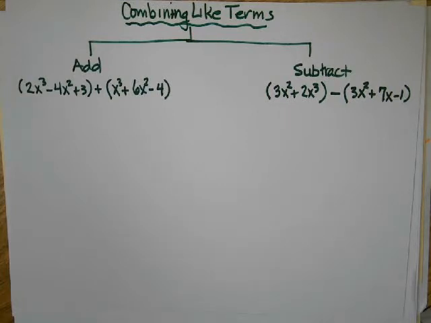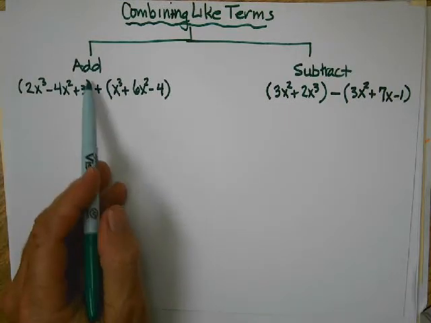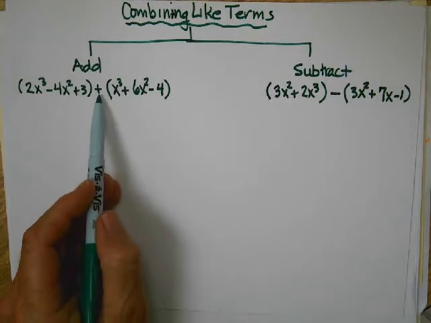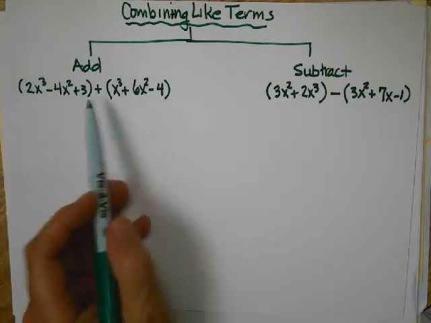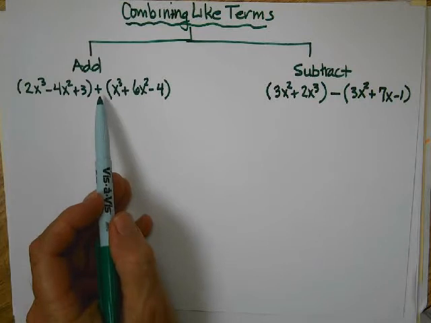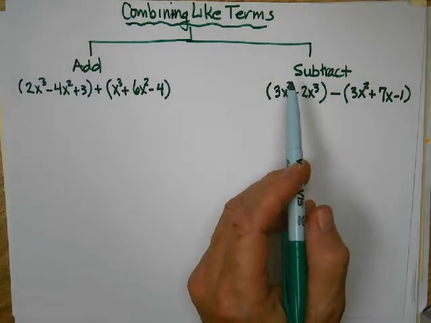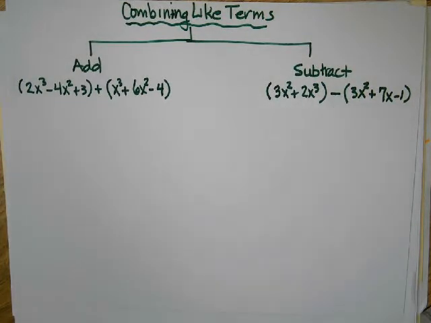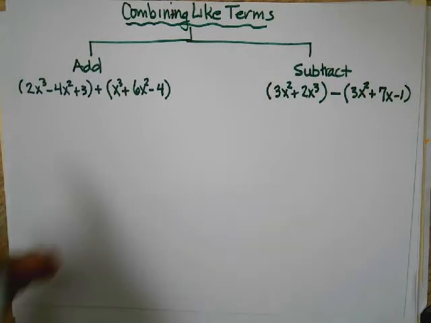We're combining like terms here. We have two types. We have adding like terms, and we determine this by the plus sign between the two parentheses. If there's a plus sign there, we're adding. And we have another type over here where we're subtracting. Let's look at how we do each one, the similarities and the differences as we go. We've done this before in class, but let's look at the specifics here.